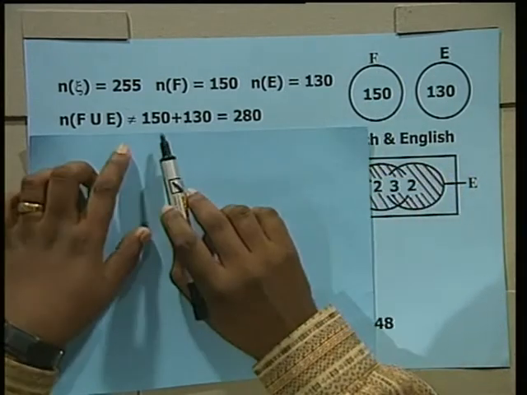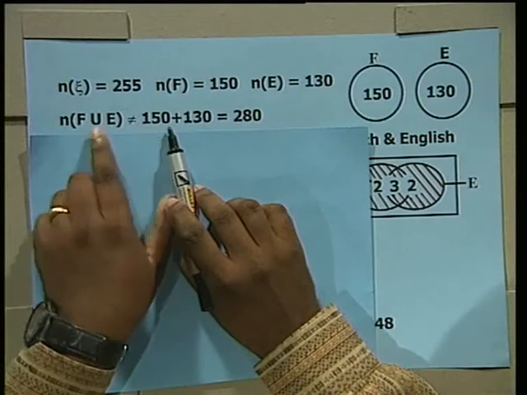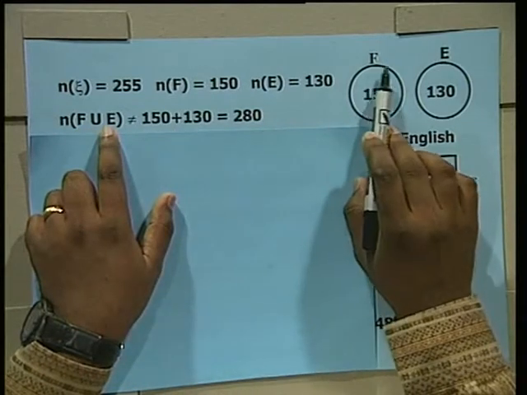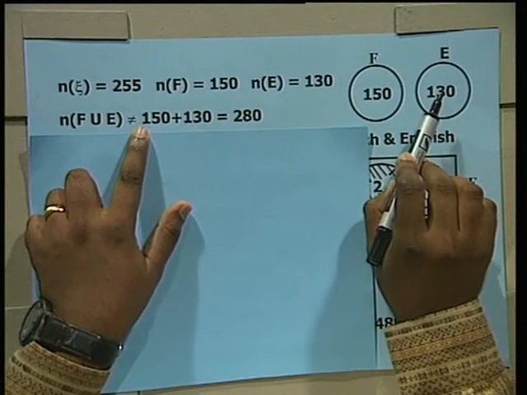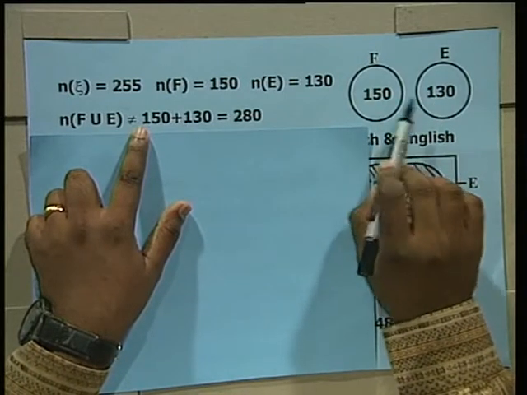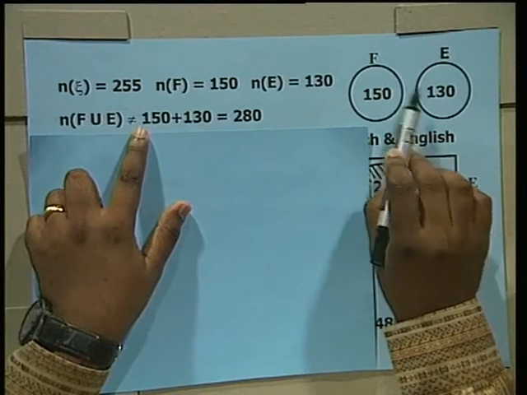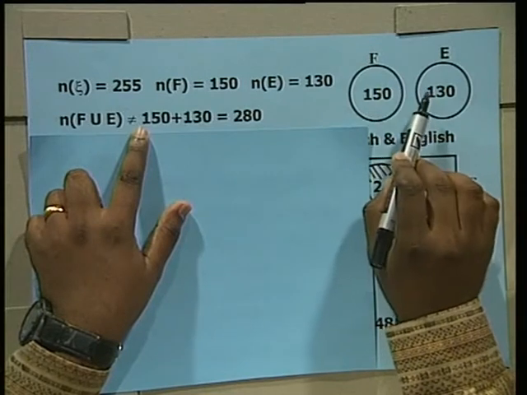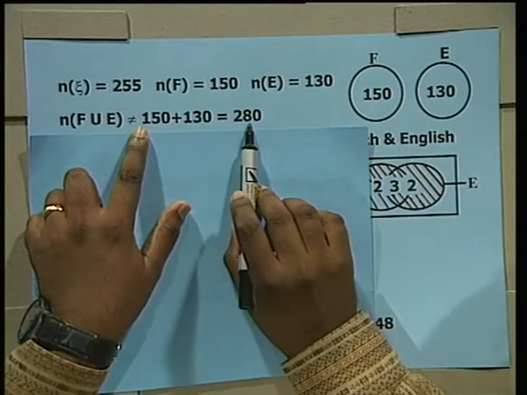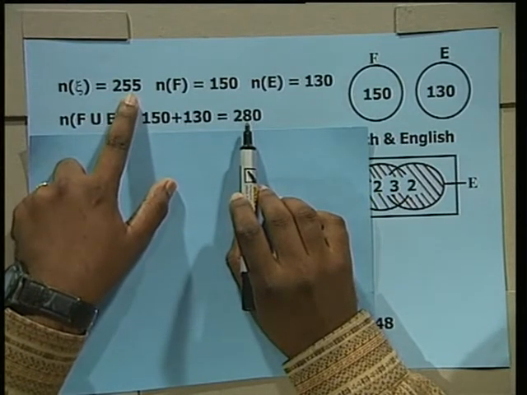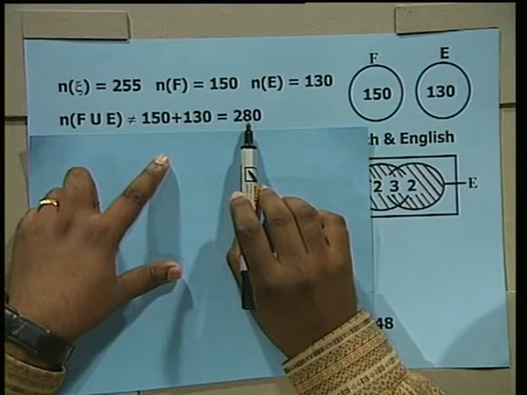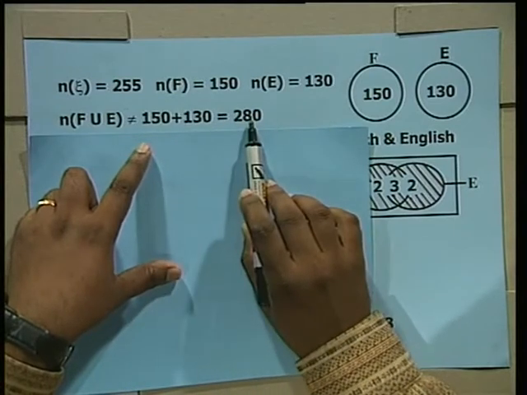Now, of course, the first mistake not to do is the following. Number of elements in set F union E is not 150 plus 130. You know why? Because in doing so, we are taking the elements common to both F and E twice. That's why you have obtained 280. There are only 255 tourists in the hotel, and now you have obtained 280. So you never do this mistake.